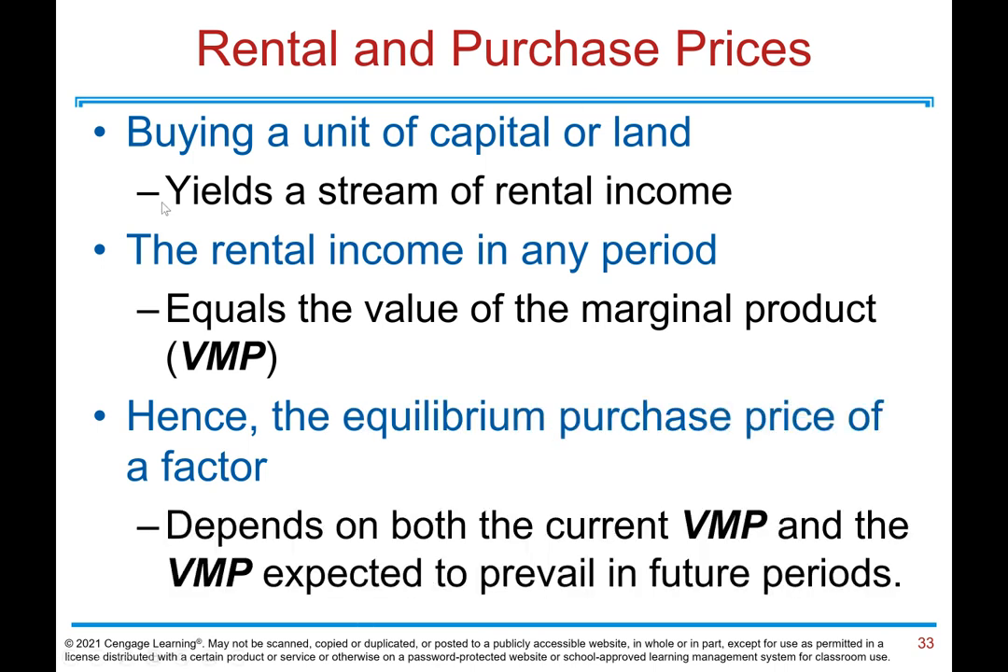Rental and purchase price. Buying a unit of capital or land yields a stream of rental income. The rental income in any period equals the value of the marginal product, VMP. Hence, the equilibrium purchase price of a factor depends on both the current VMP and the VMP expected to prevail in future periods.